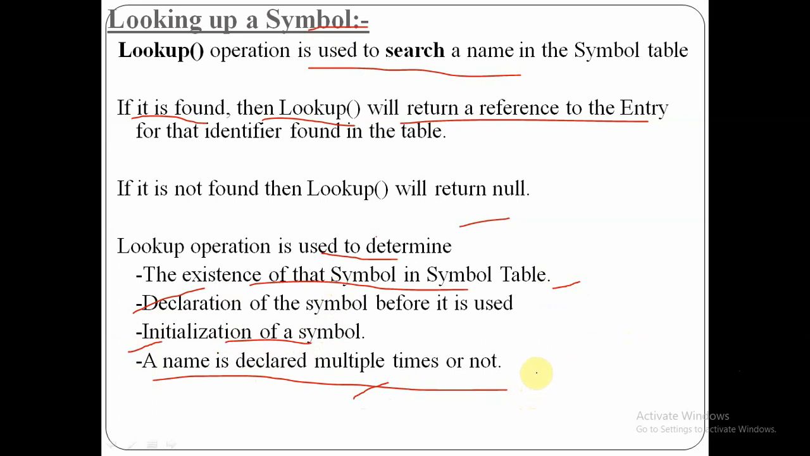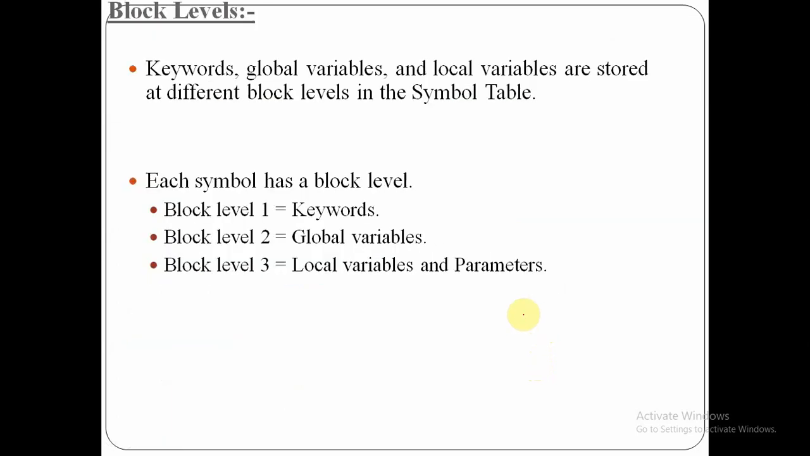Sometimes as a local variable, as a global variable, etc. Or a function name may be used for defining multiple versions of the same function by changing either the number of arguments or the type of arguments in some languages. So during that time also, lookup operation is helpful.